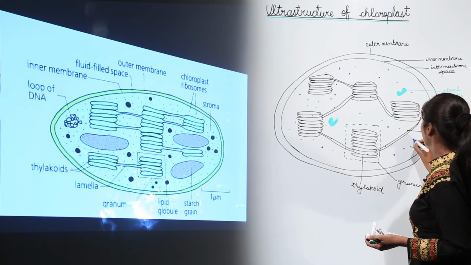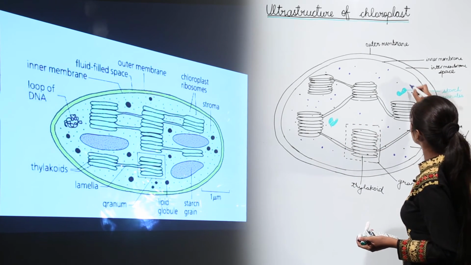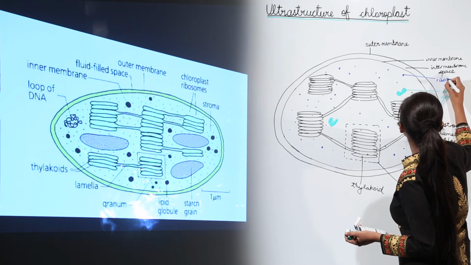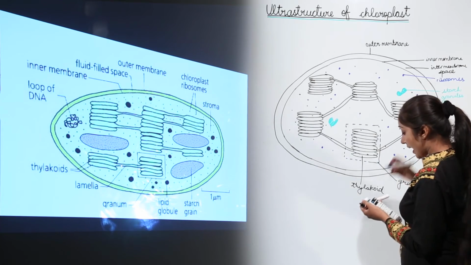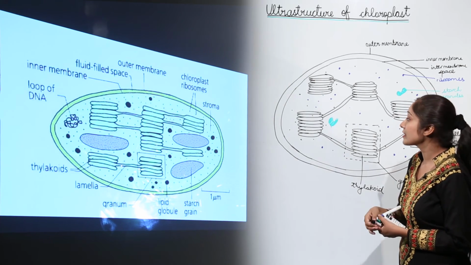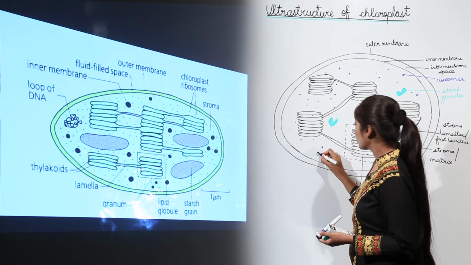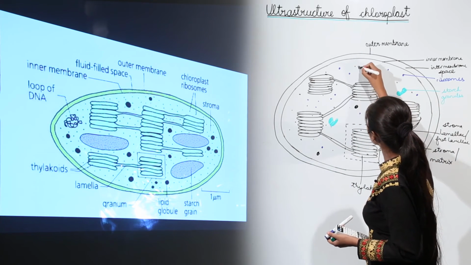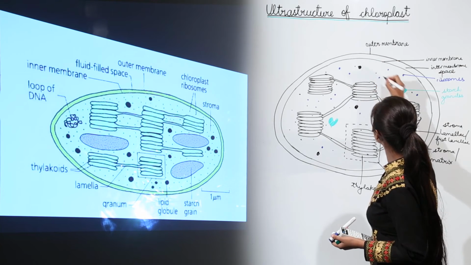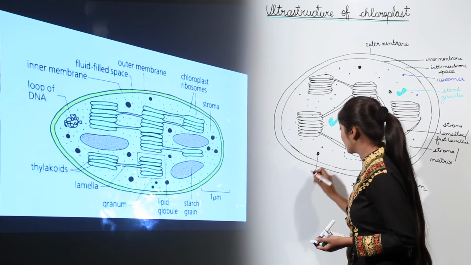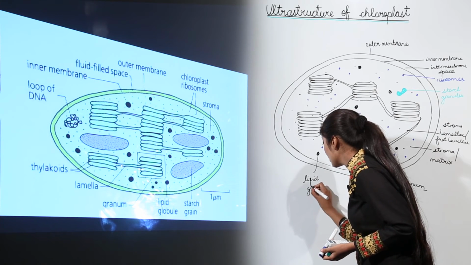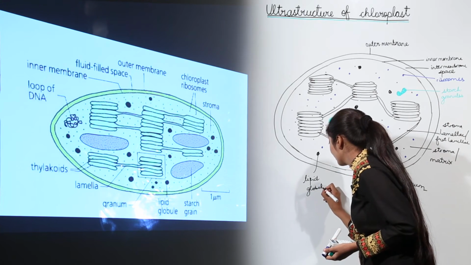Okay. These are the ribosomes. And besides this, we also have some lipid globules. So we will draw some lipid globules also. At certain places, we will draw some lipid globules. These are what? These are lipid globules.